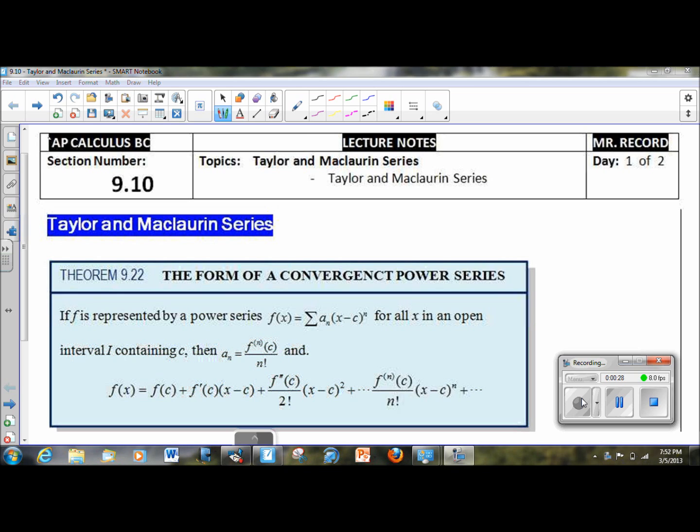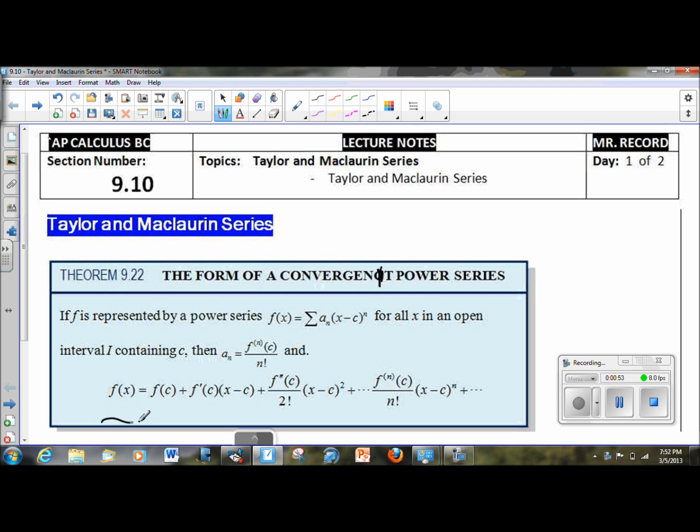The Larson book begins with this theorem 9.22, the form of a convergent power series. I apologize for the spelling error there. Let's cross that out. There we go. The form of a convergent power series. And it basically harkens back to the formula that you have been taught that deals with the building of a Taylor or a Maclaurin polynomial.